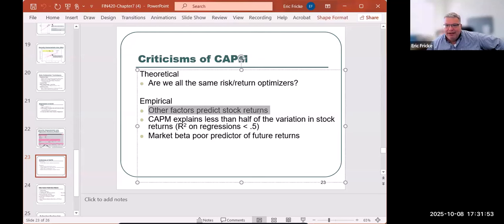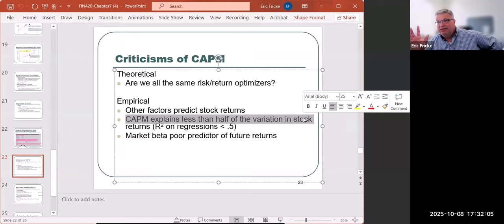We found that there are other factors that help predict stock returns, and we'll talk about these a little bit more in the next couple chapters. We found that CAPM usually predicts a little bit less than half of a stock's return. We saw that with the R squared, about 0.3.